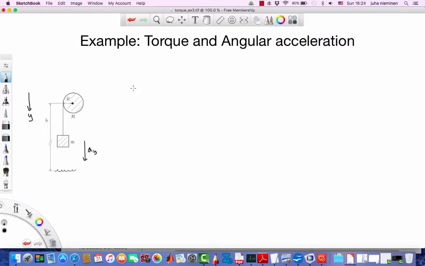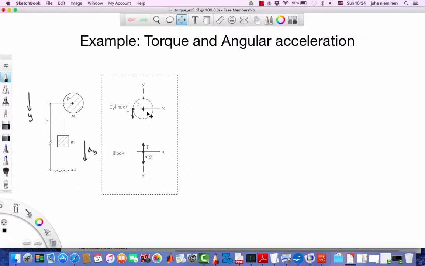The easy mistake to make here is to assume that the tension force in this rope is the same as the weight of the mass, but that is just not true. Otherwise the mass wouldn't be falling down. So we need to have free body diagrams for this, and here they come.